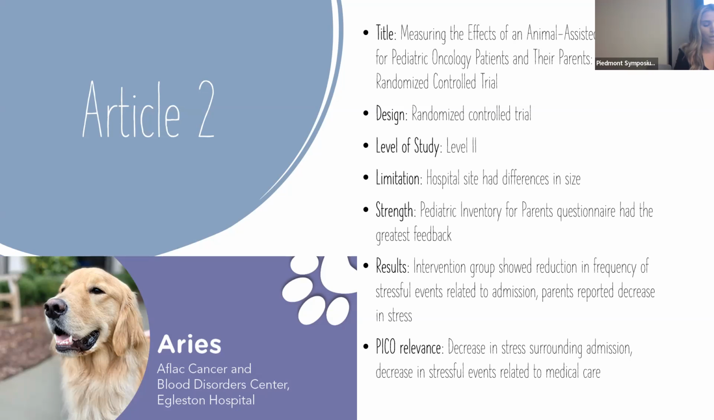The strength of this trial was the use of the Pediatric Inventory for Parents questionnaire because it had the greatest outcome. For the patients, they used the PEDS-QL survey, which assessed pain, nausea, anxiety, and worry. For parents, they used the Pediatric Inventory for Parents questionnaire. They also measured each patient's blood pressure and heart rate before and after each session.